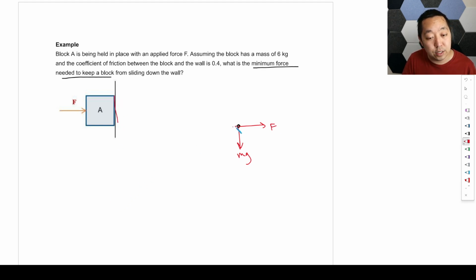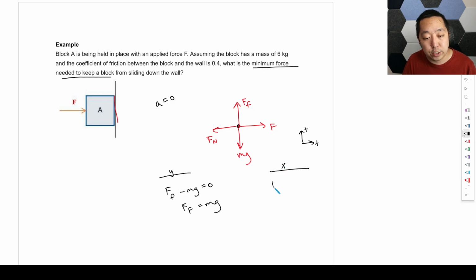What else is touching it? We have the surface here that exerts two forces, a normal force, and like we talked about in the last lesson, a static frictional force that's going to oppose that. Now again, because it's held in place, we're preventing it from sliding down the wall, the acceleration is 0. So if we set right positive and up positive, then in the y direction, frictional force minus mg is going to equal 0. So the frictional force will equal mg because the acceleration is 0. And in the x direction, F is to the right, normal force to the left, that's equal to 0. So this force is equal to Fn, right?